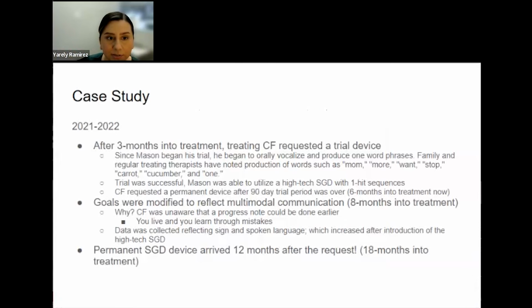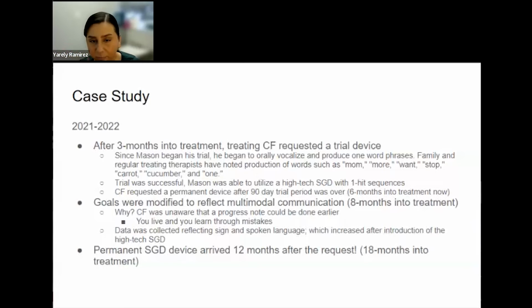All right. So then after 3 months into the treatment, as a CF, I requested a trial device. So he started in 2021, 3 months after the initial, we started a trial device. Some of the words he started to say after the introduction of the trial device were mom, more, want, stop, carrot, cucumber, and one. So I would say 3 of those words happen to be core words, and then the rest happen to be very meaningful words.